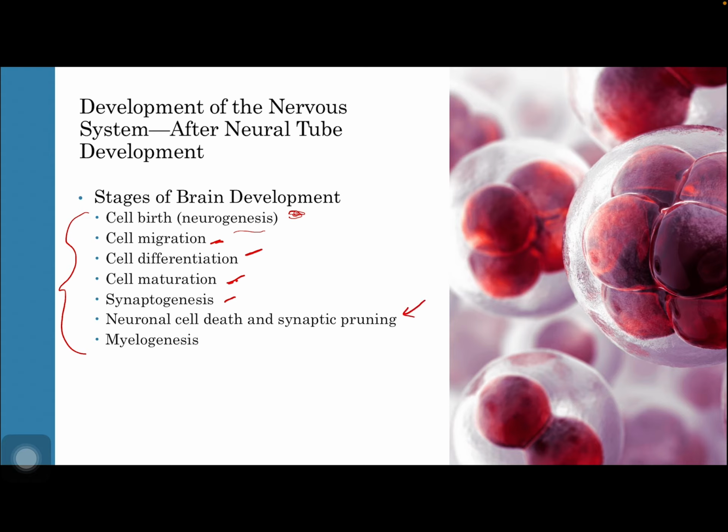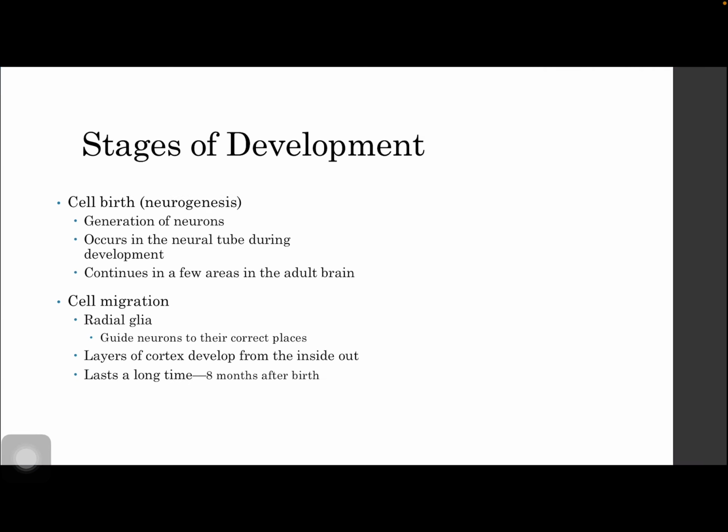We're also going to talk about neuronal death, which is also important in the process, as well as myelogenesis, which is creating new myelin sheath and coverings. We're going to go through each one of these so you're familiar with the different terms and how it specifically occurs in the course of development. So cell birth or neurogenesis is the generation of new neurons. And in utero, we're seeing this process occur with neural stem cells.